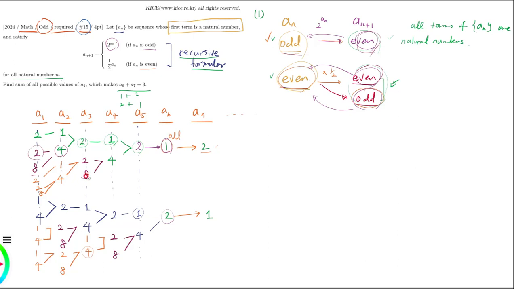The number 8 here. What's the previous number for number 8? Because this is even, it could be either odd 3 or 16 here. So previous number for 8 is either 3 or 16. So this is done. We have to keep those 4 numbers.